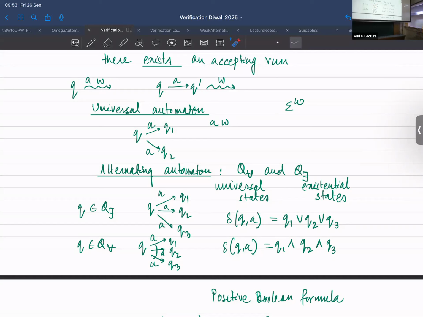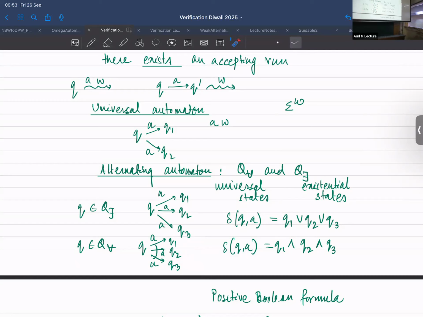For example, on A you have three successors, and you can write it in this form: Q1 or Q2 or Q3. It means that the word AW can be accepted if from either of the successors W can be accepted, right? So that is the idea of non-determinism. If instead I say that all the runs should be accepted, so if I have a word AW, then I should say that my state Q is a universal state if for all successors Q1, Q2, Q3, which you reach by reading A, if you read the W from all of them, they should be accepted, and so on. So that is the notion of a universal state, right?